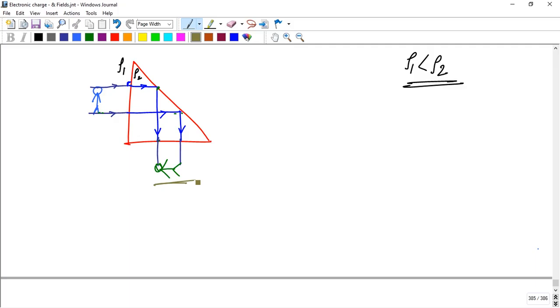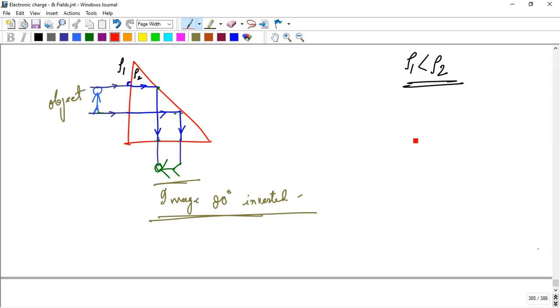The image is 90 degrees inverted. So here is the object, and see very carefully, the image is 90 degrees inverted. Okay, and now we draw another diagram where we create an image that is 180 degrees inverted.